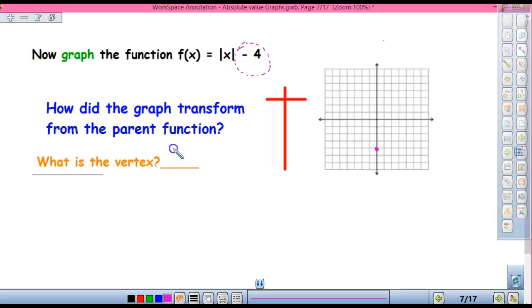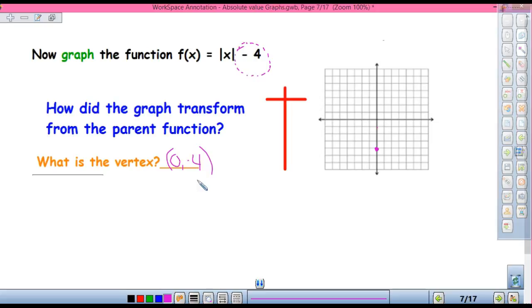Negative 4. It's got a new point, though. There you go, 0, negative 4. Okay, so anytime we ask for a vertex, I know that when we were doing lines, we could just go with one number. But now since it's going to be an absolute value function, and in a couple chapters here we spend a lot of time doing quadratics, we're going to talk a lot about vertices then too.